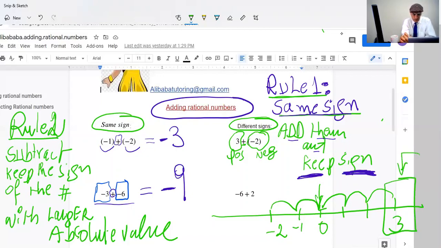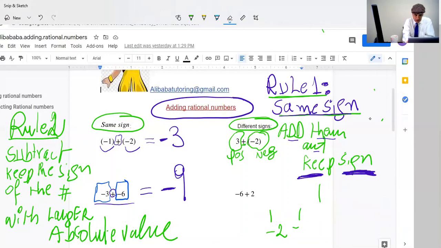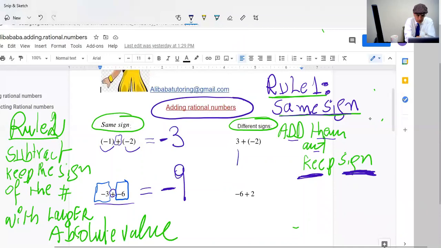Okay, so let me just erase this so there's not too much written here that's going to confuse you guys, but I'm going to make it even simpler to decide which one has the bigger absolute value. How we're going to do that is we're just going to look at the number and forget about the sign. So looking at the 3 and forget about that it's a positive 3. Looking at the 2 and forget about the negative. We got 3 and 2. Which number is bigger? The 3. So we're going to keep the sign of the 3, and it's a positive sign.